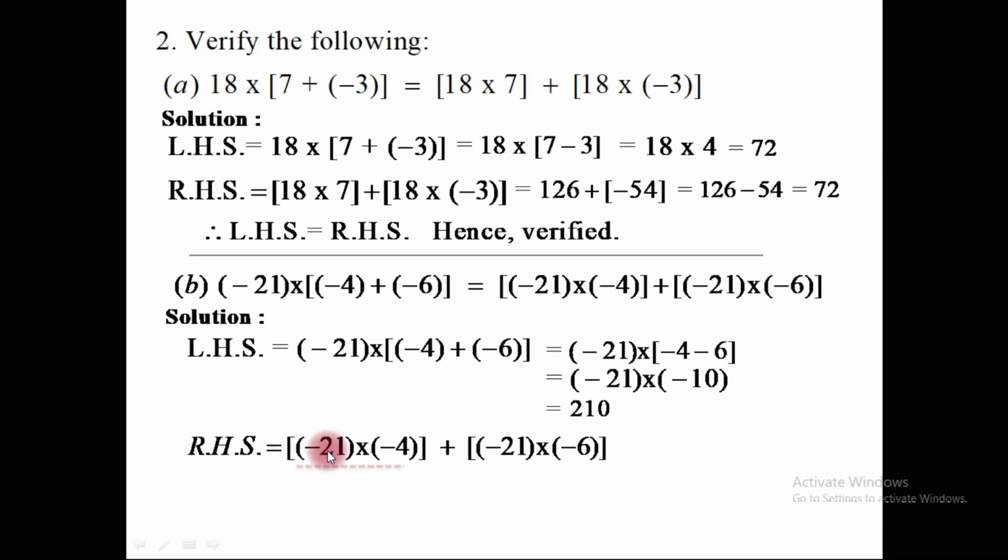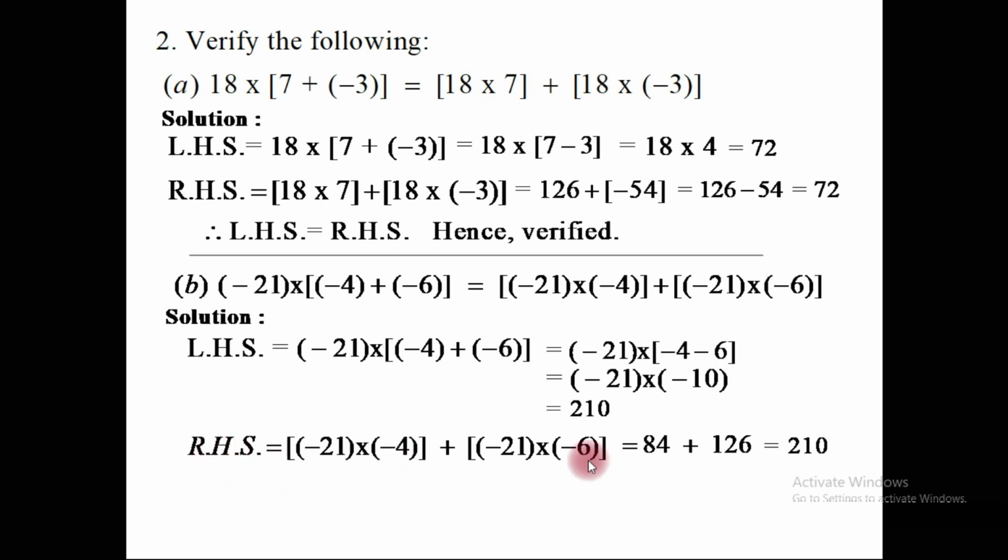First, we will take the product of minus 21 and minus 4. Minus and minus multiply becomes plus. 21 into 4 is 84, plus 84. And again taking the product of minus 21 and minus 6. Minus and minus multiply becomes plus. Plus 126. 84 plus 126 is 210.